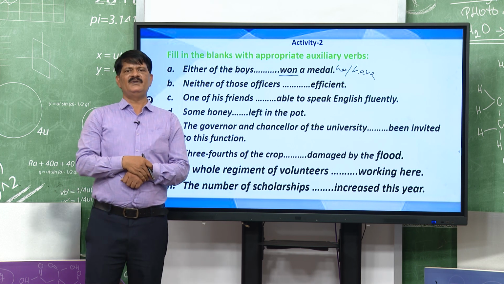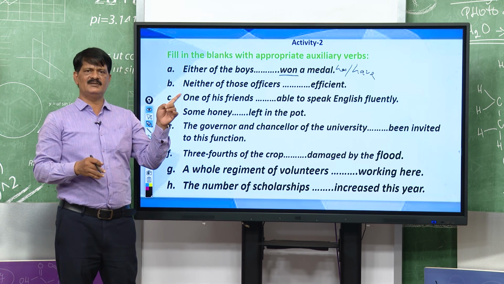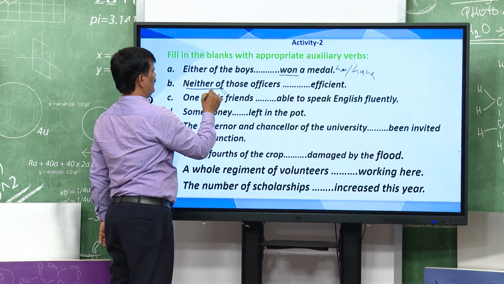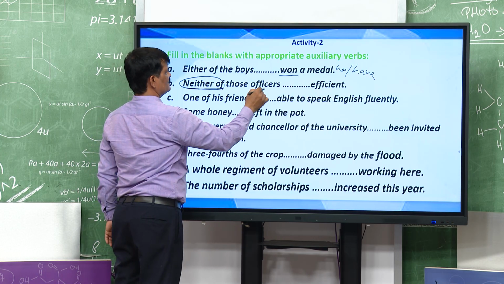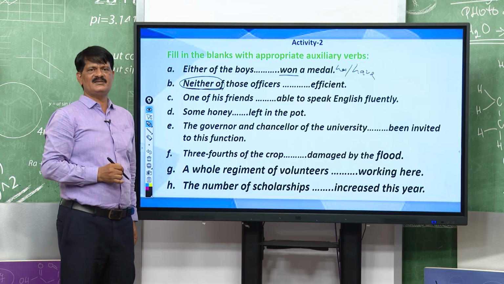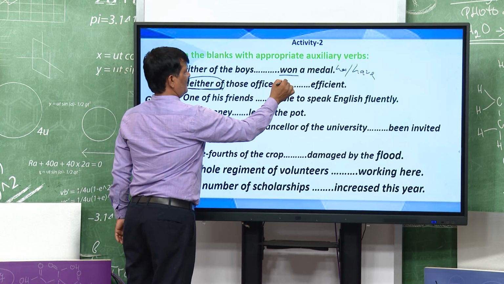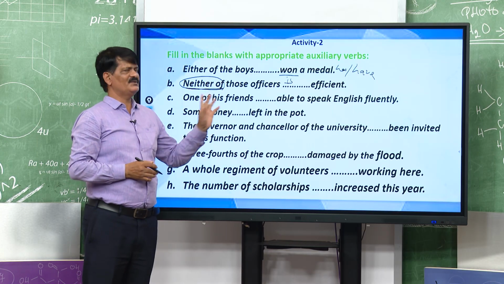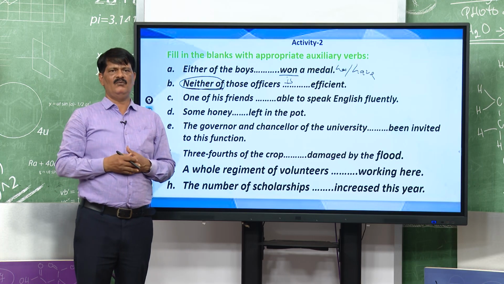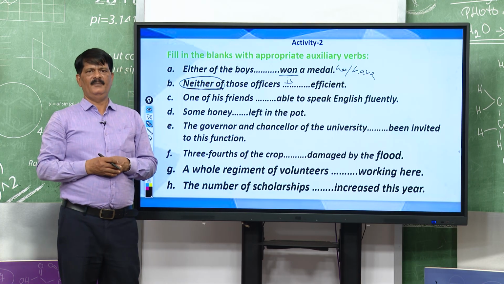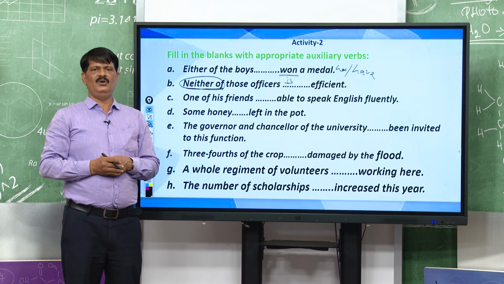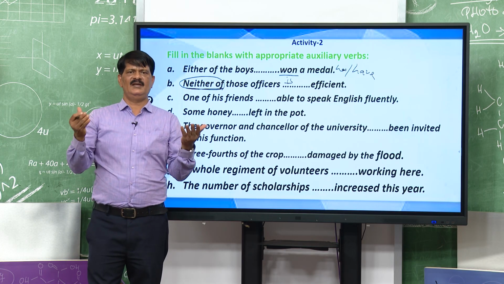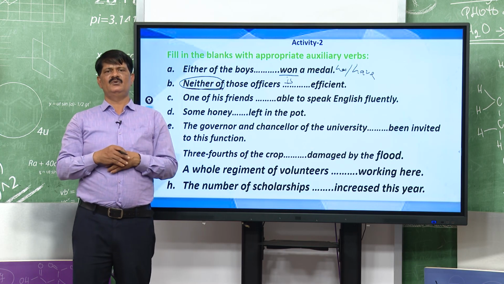Neither of those officers. Okay, neither is followed by singular, we have discussed that. Neither of the officers, very important, so is efficient, not are, or we can also use was sometimes. One of his friends, discussed already, one of his friends was able to speak or is able to speak English fluently. Singular we can take. One of his friends, always singular, we can say is or was able to speak fluently.